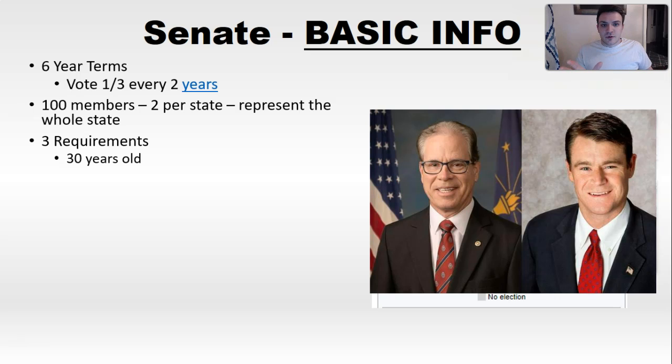So along with being 30 years old, you have to have been a citizen of the United States for at least 9 years. Okay, again, higher than the House, where it's only 7. And the final requirement is you have to be a resident of the state that you're going to represent. And we've already discussed why that is. It makes no sense for you to represent Indiana if you live in California, because you want to know the issues that Indiana is going through. You want to know the culture, the people, that sort of thing.